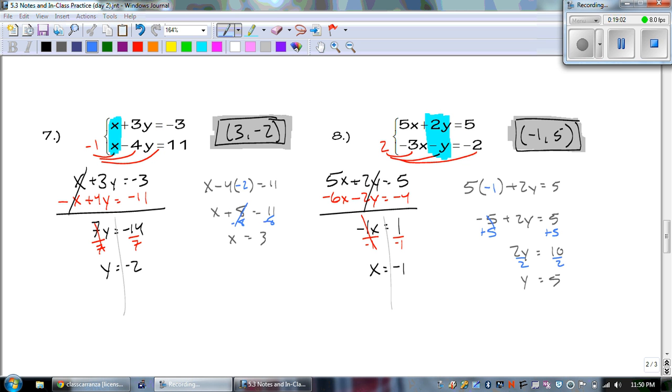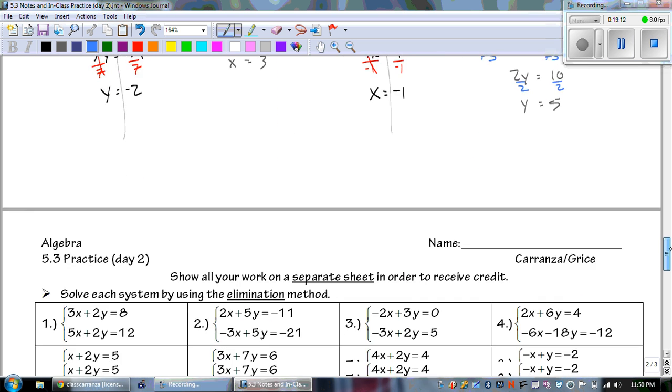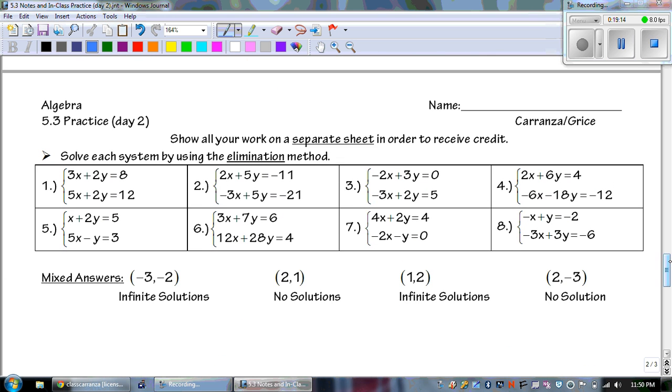Now, remember, if you need any help with that, or extra assistance, or just have no clue, come in for help. That's what we're here for, guys. Okay? Well, your homework is below, the 5.3 practice day 2. There are mixed answers, so guess what? If you just have a sheet with answers in it, you don't get any points.